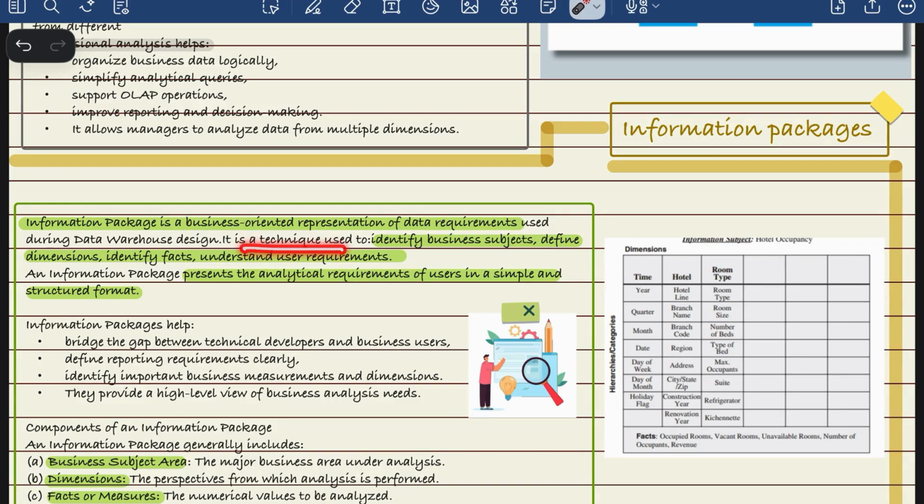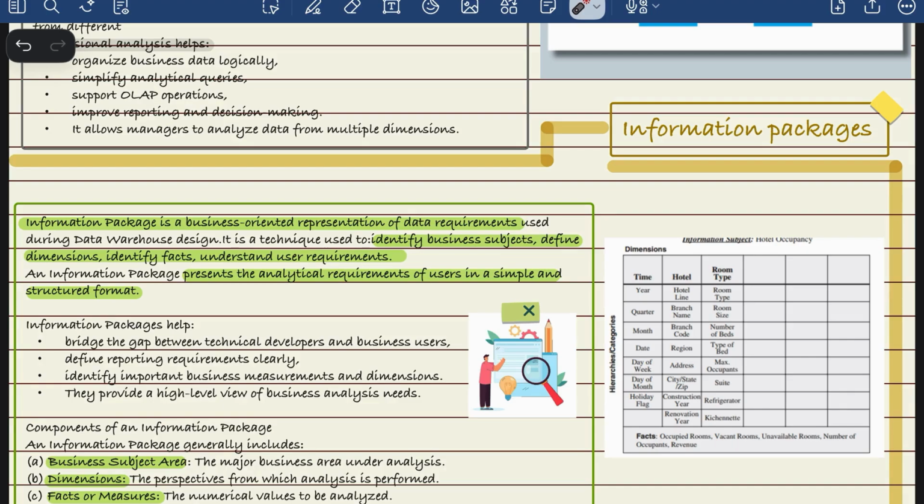So it is a technique that is used to identify the business subject, where we define all these things and then we take it and present it to the user. It is in a simple and structured format. Okay, so like I said, it helps to bridge the gap between the technical developers and the business managers, and it defines the reporting requirement, it identifies the important business measures, and it also provides a high level view of the business analysis.